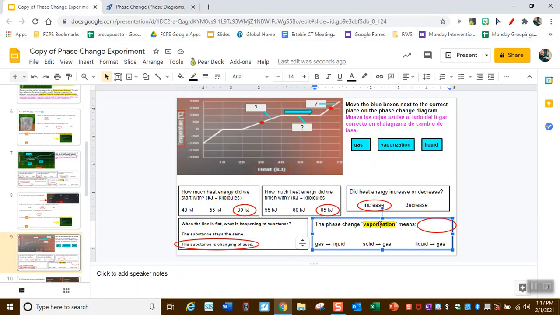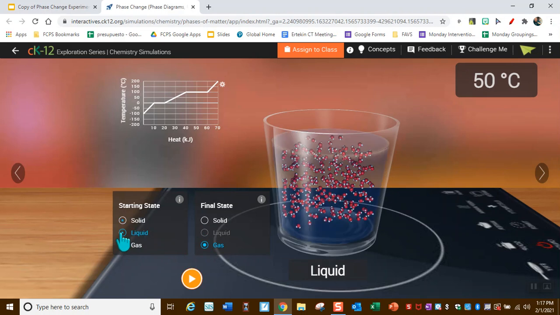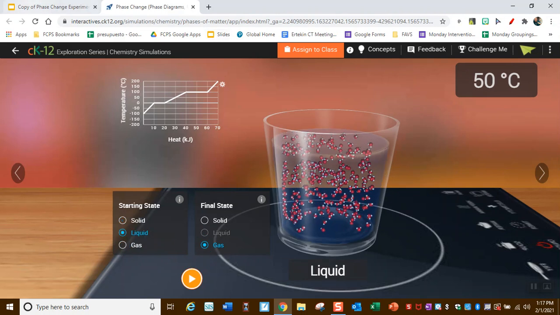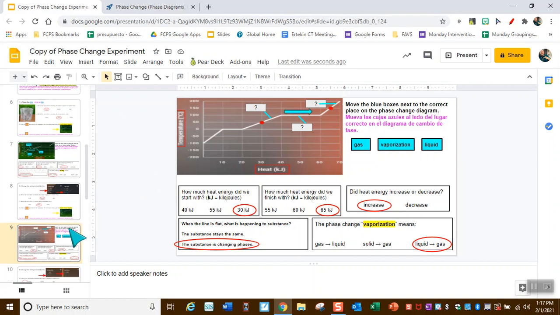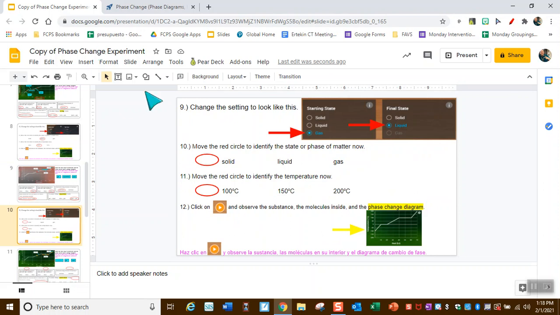The phase change vaporization means, does vaporization mean gas to liquid, solid to gas, or liquid to gas? ¿Qué quiere decir vaporización? Phase change is liquid to gas, okay? Because we started with a liquid and then we ended with a gas. Okay? We're going to keep doing the same thing that we did the last two experiments, okay? Vamos a seguir lo que estábamos haciendo en los próximos dos pasos.